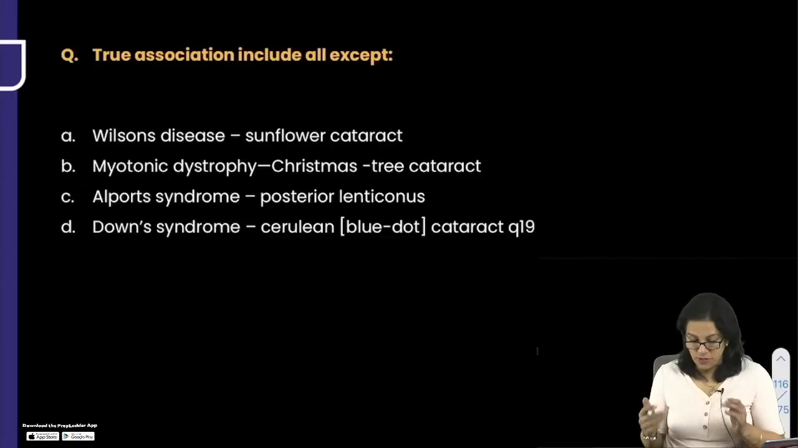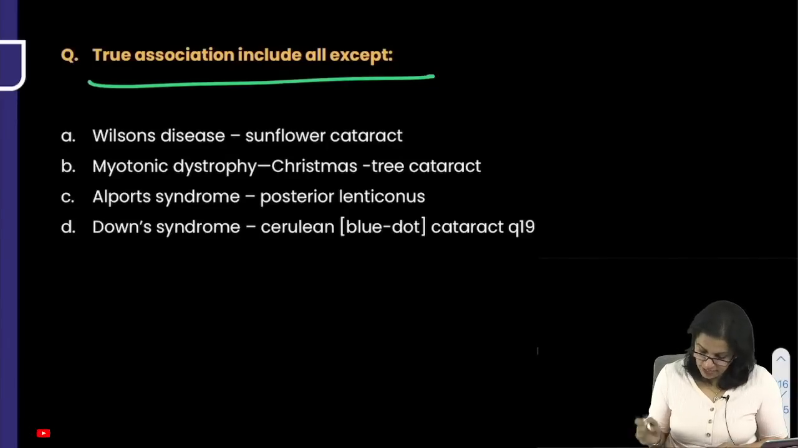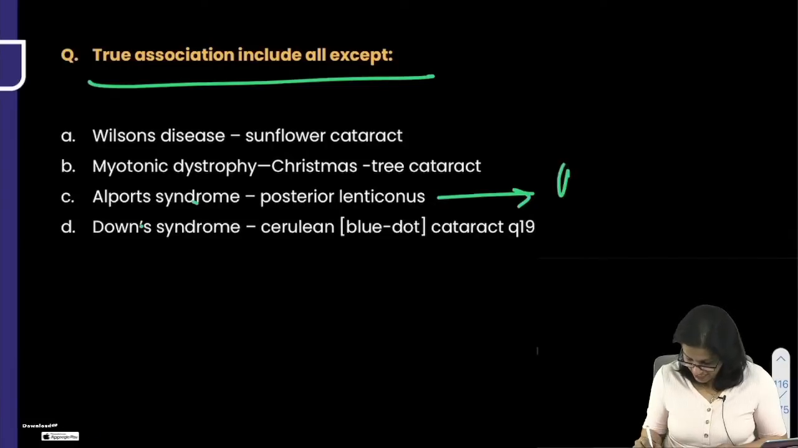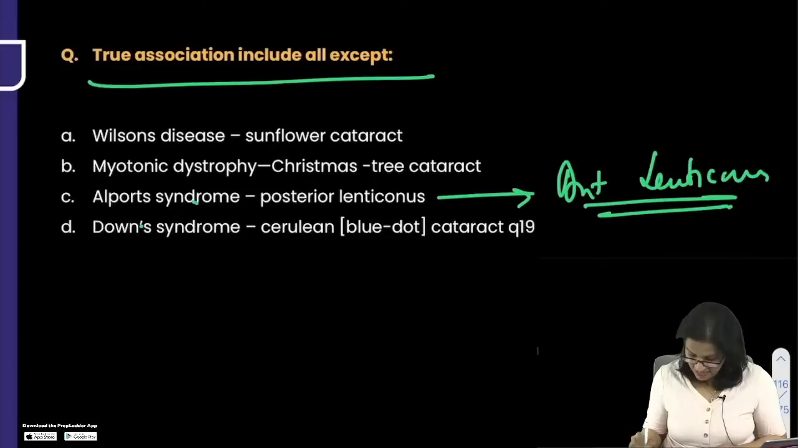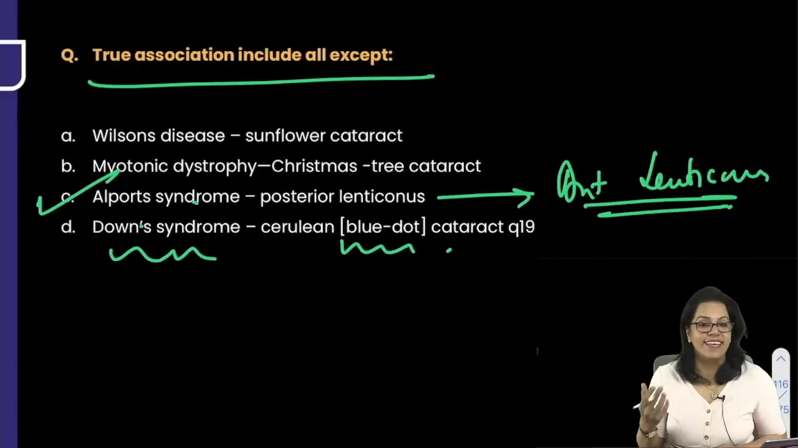Now we come to this one. True associations include all except which is not the true association. Let's see. Wilson's disease, sunflower, yes. Myotonic Christmas tree cataract, yes. Alport's posterior lenticonus, is it a yes? No, we get anterior lenticonus here. So this is the correct answer. This is the wrong association. And Down syndrome, blue dot cataract, again is yes.